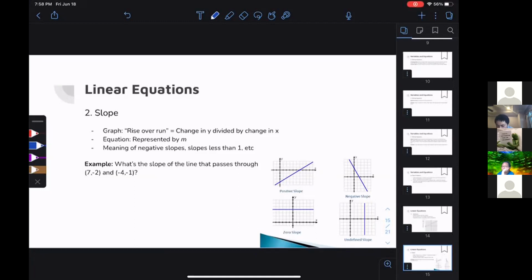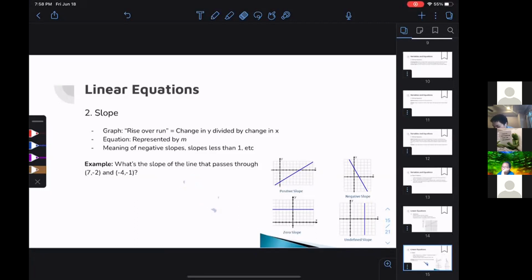Notice that this could be negative if the vertical change is negative while the horizontal change is positive. And the meaning of a negative slope is that the line is going down. When the x increases, the y goes down in this direction.